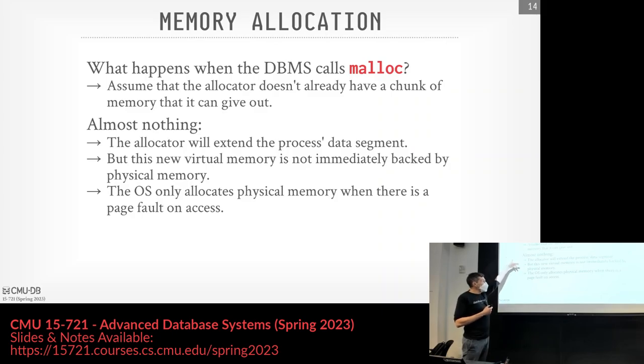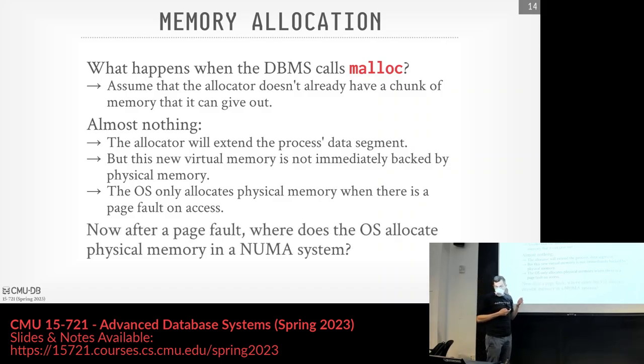Well, the allocator will extend the process state with sbrk, but then this is going to be virtual memory that's actually not backed by physical memory. It's just like a promise. The OS is like, oh yeah, I got some. Here's a memory address. It's virtual memory, but it's only when you actually do anything with it that there's a page fault, and then it actually tries to back it with physical memory. So then the question is, if now I try to access this memory I just got back, where is it actually going to be located?